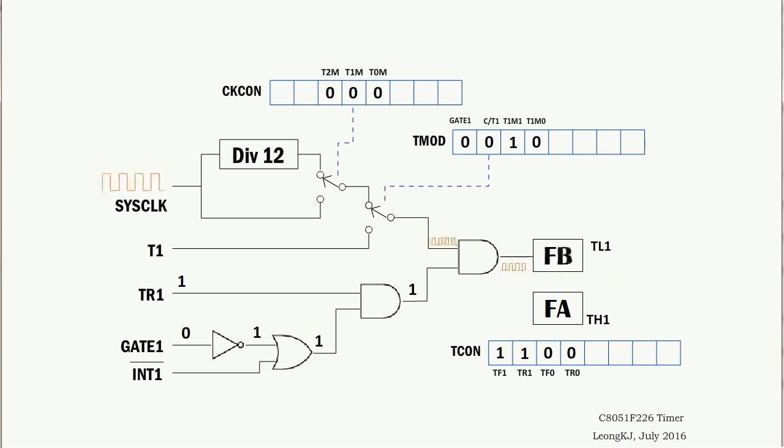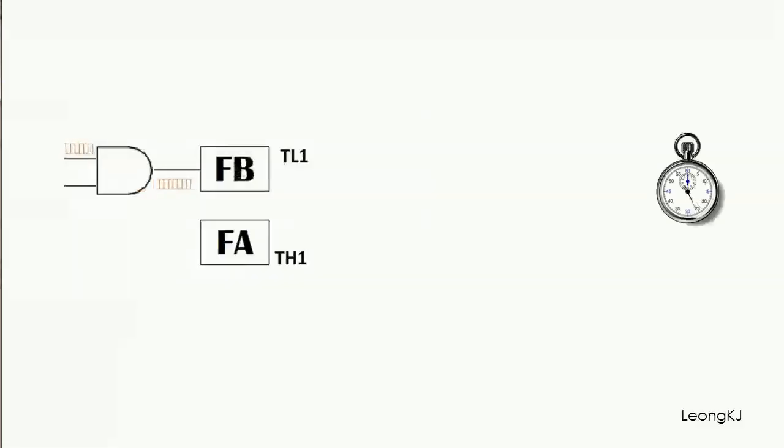The number of overflows in 1 second is called the overflow rate. So what is the current overflow rate? Let's assume that the system clock is 11.0592 MHz. The clock entering the timer would be the system clock divided by 12, which would be 0.9216 MHz. The clock period is 1.085 microseconds. The timer increments by 1 every 1.085 microseconds.